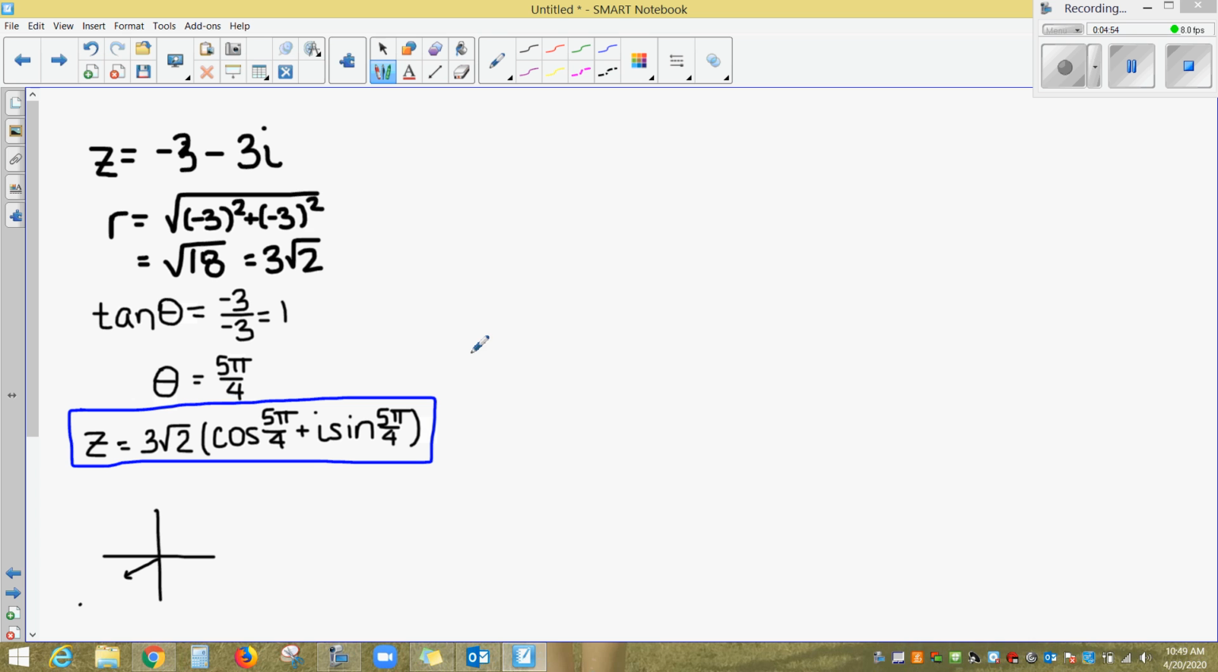Yes, I know what the cosine of 5 pi over 4 is. It's negative square root of 2 over 2. But understand if I actually evaluate this, then I'm back to where I started here, at negative 3 minus 3i. Okay, so we're going to leave this, even if these are angles where we know what those values are. In the box there, that's what I'm going to give for trigonometric form.